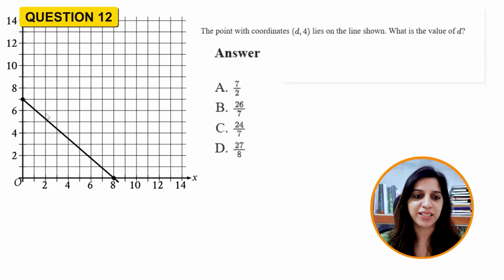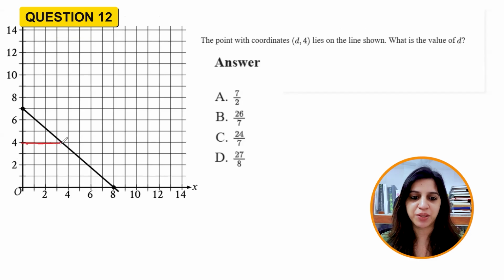I just need to see what is the value of this line when y is 4. Simple enough. I see it's something between 3 and 4. I look at the first option. Oh, 7 by 2. Yes, come on, of course. But dear, look at the other options also.